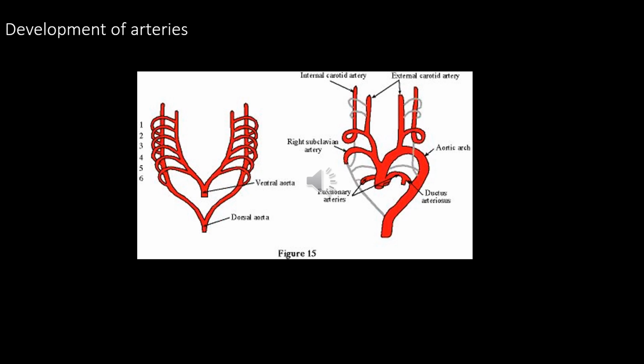I have given a table at the end of this to summarize which arch artery will form what in adult life. Just go through it and if possible make a note of it, write it down, because it may be asked. Suppose the external carotid artery is asked and they ask you to add a note on its development, a single sentence should suffice for that.